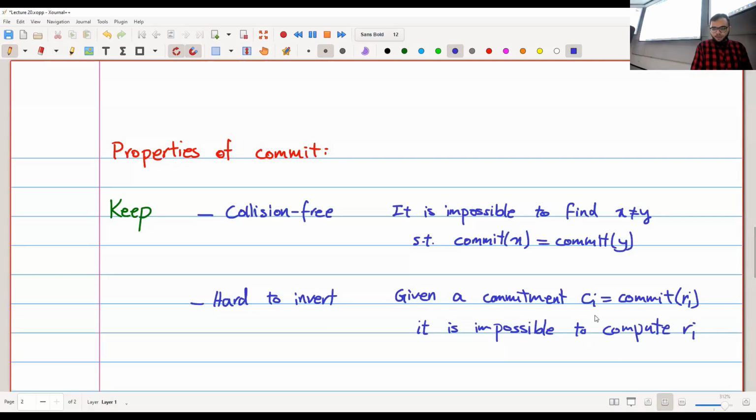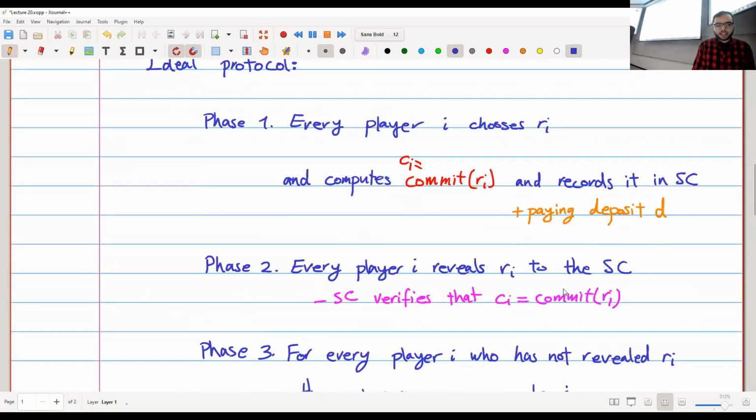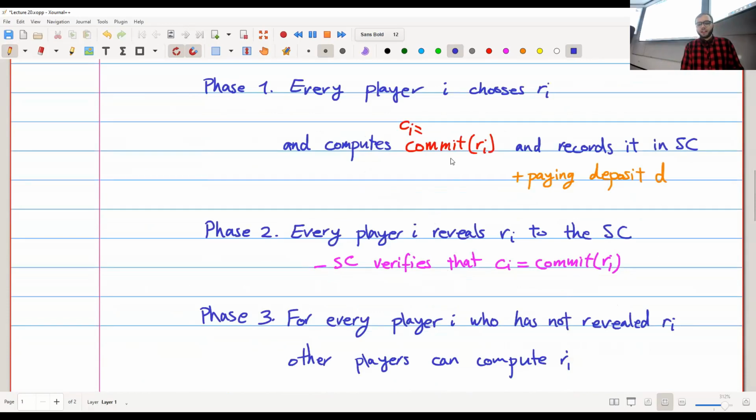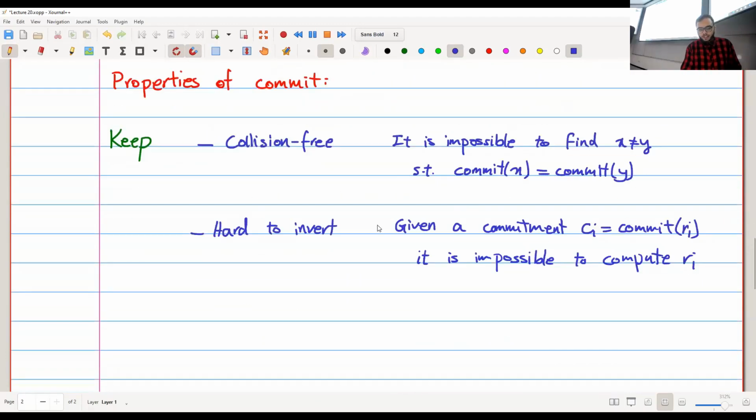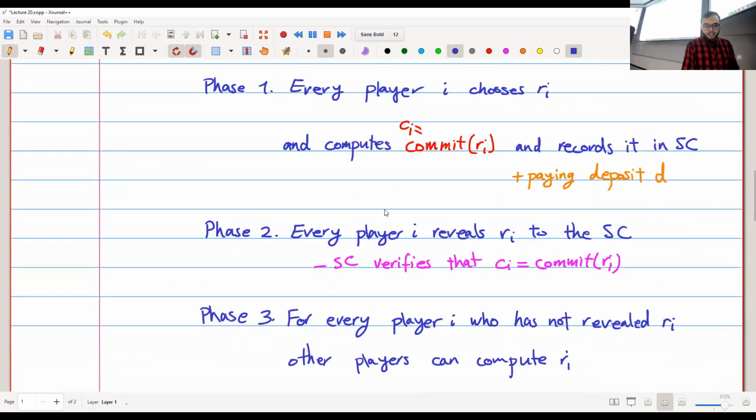So basically, this was a property that we had in the hash functions, and in this particular use case, it meant that if I commit to a random value and put that commitment CI into the smart contract, then no one else can actually compute my random value, RI. But this is kind of the opposite of what I want. Right? So I want to say that even if I don't reveal, others should be able to somehow compute it. But they shouldn't be able to compute it instantly. It should actually take them a lot of time.